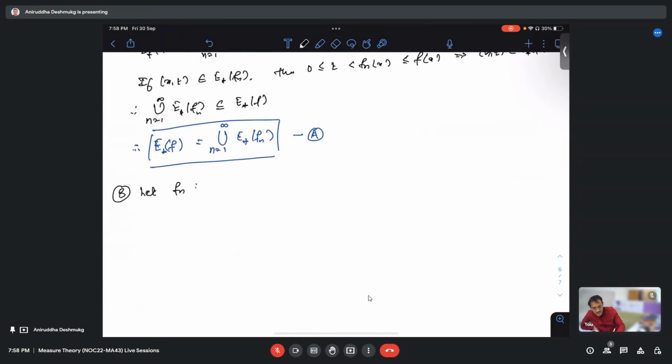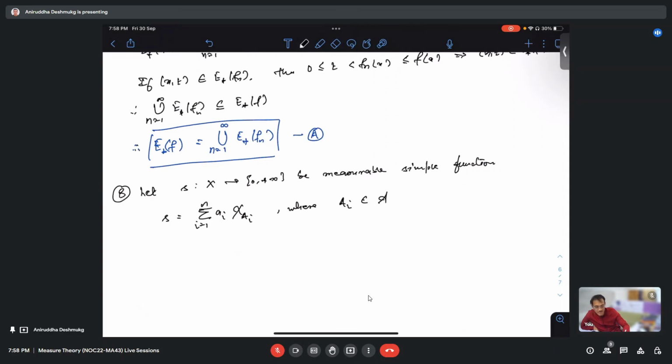We have been using functions from X to [0, infinity). Let these be measurable simple functions. Or maybe we don't require a sequence here, just s, a measurable simple function. That means s can be written as the sum from i equals 1 to n of a_i times chi of A_i, where each A_i comes from the sigma algebra of measurable subsets of X, A_i intersection A_j is empty for i not equal to j, and the union of the A_i is all of X.